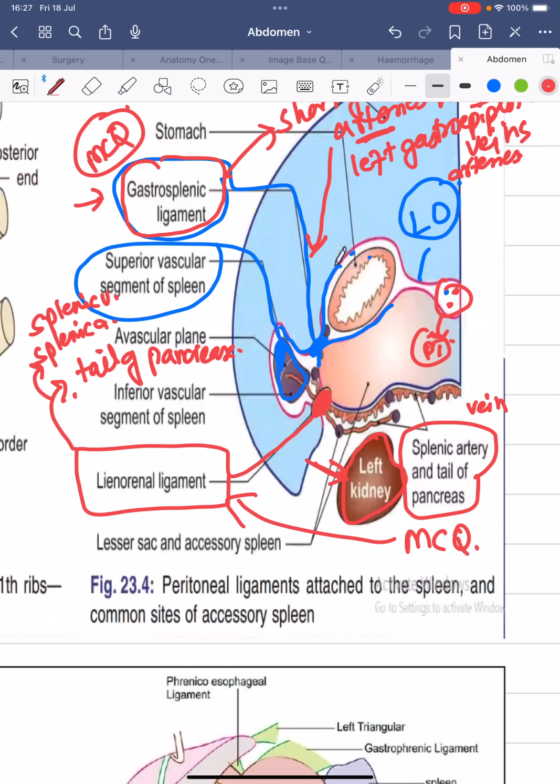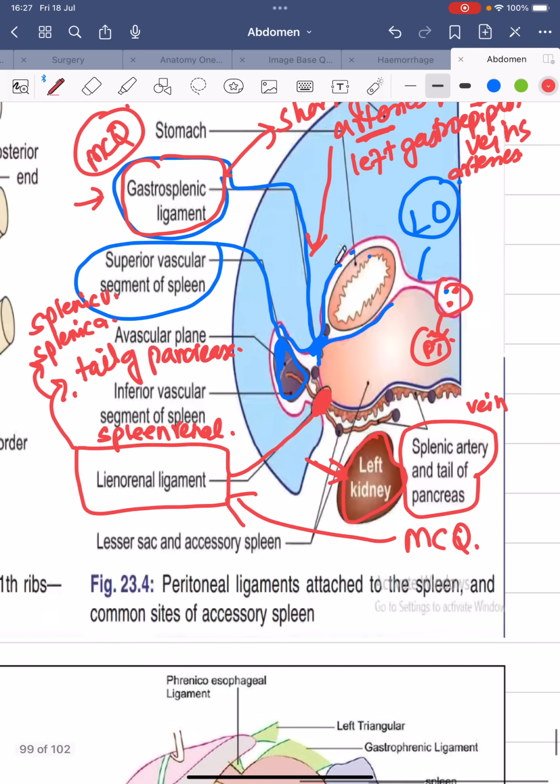Lienorenal ligament, which is also known as splenorenal ligament. What does it contain? It contains the splenic artery, the splenic vein, and what? The tail of the pancreas. Clear to everyone?